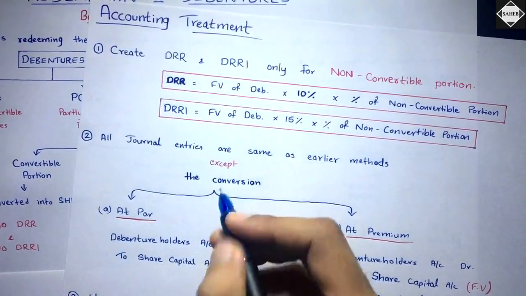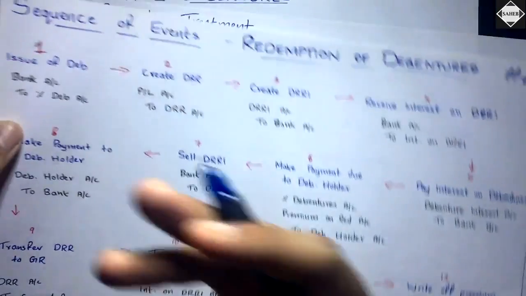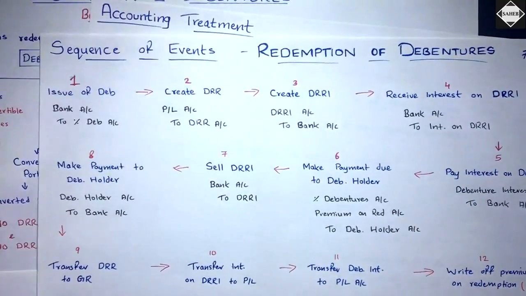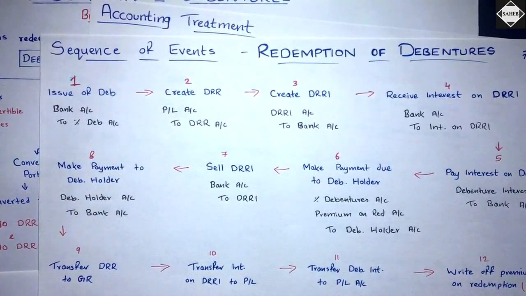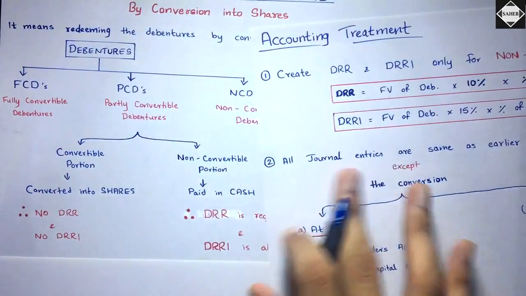What is happening here? The conversion is happening, isn't it? Here in this method we are talking about conversion into shares. Yeah, so mostly, as I said, 99% of the questions on this conversion method you will get PCDs, partly convertible debentures. So of course there will be a convertible portion and a non-convertible portion.